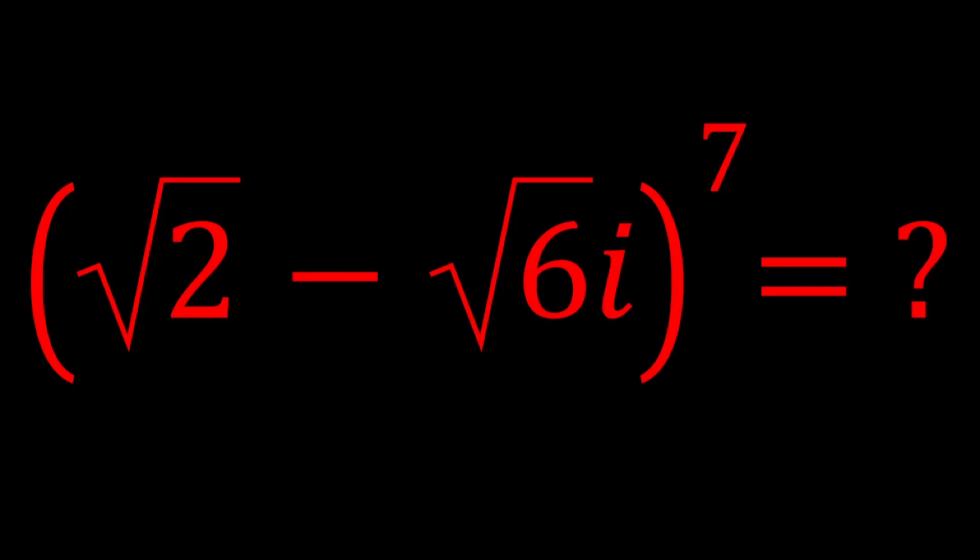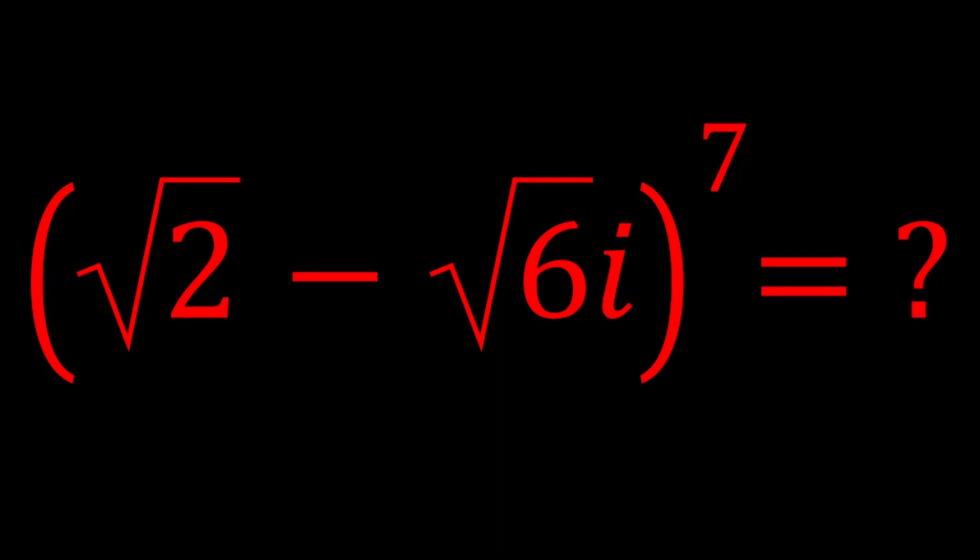This channel is all about complex numbers, and in this video we're going to be raising a complex number to the 7th power. So we have square root of 2 minus square root of 6 times i, and we're going to raise it to the 7th power. I'll be presenting two methods, but the first method will probably be incomplete, but let's take a look.